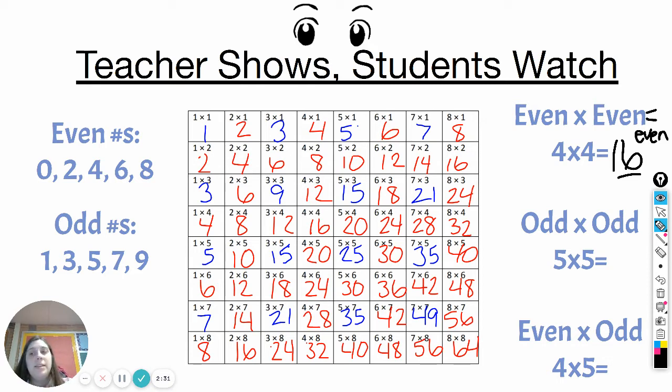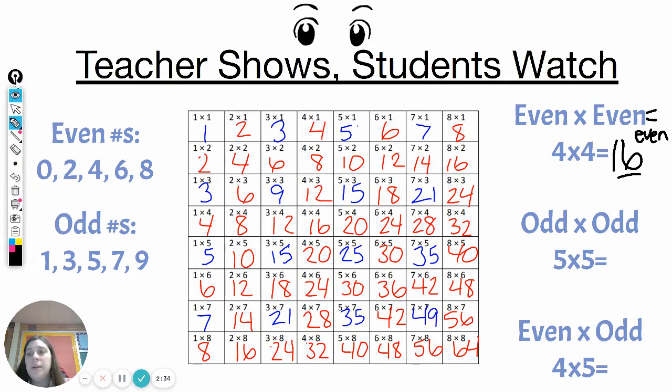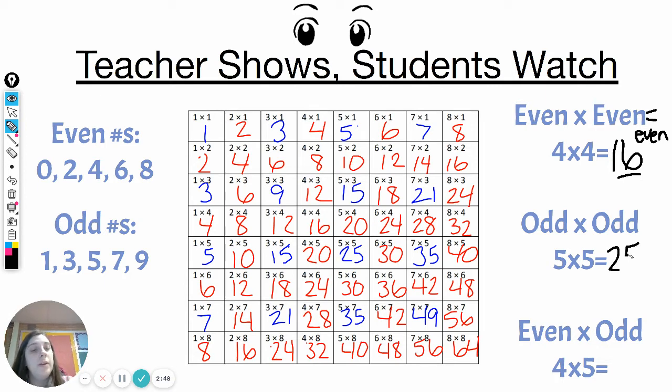Now let's look at odd times odd. I have an example of 5 times 5. I'm going to go down 5 and over 5. Here is my 5 times 5. The answer is 25. 25 ends in a 5, which means it is odd. So when we do an odd number times an odd number, we're always going to get an odd answer. If you were doing 5 times 5 and you got 26, you would know that's not right because an odd number times an odd number will always equal an odd number.